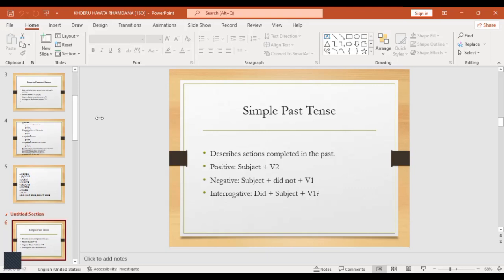In summary, the simple past tense is used for actions or events that have already finished in the past. Use the second form of regular verbs and remember to memorize the past tense form of irregular verbs. Don't forget to use did for negative and question forms.